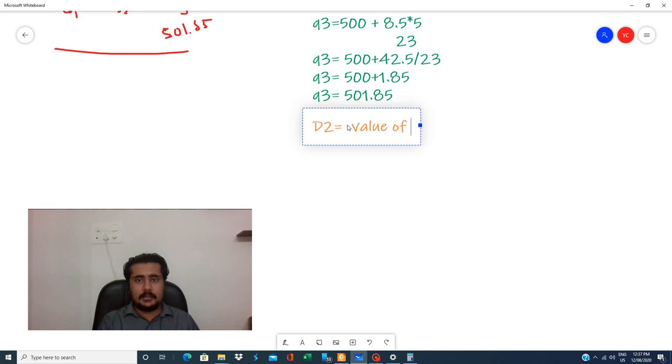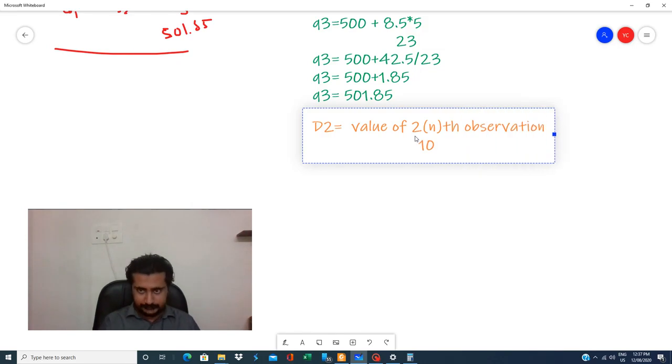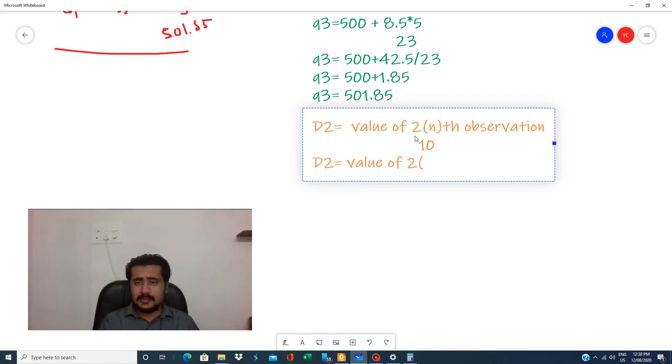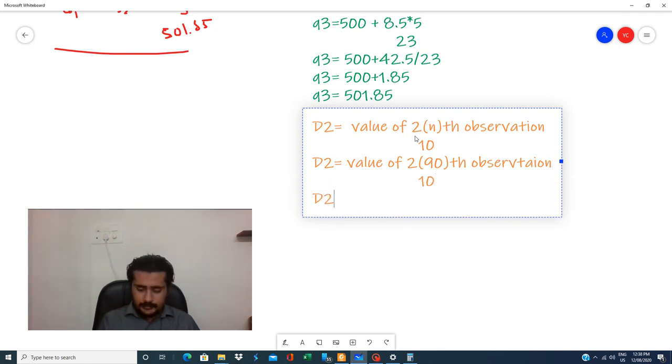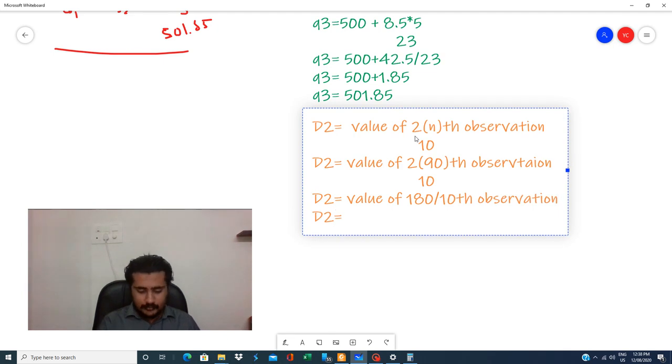Now how will I solve this D2? D2 is value of 2 into n upon 10th observation. So D2 is value of 2 into, now what is this n? 90. So it's 2 into 90th observation upon 10 will be there obviously. So if I solve this, D2 is value of 180 upon 10th observation. D2 is value of 18th observation.